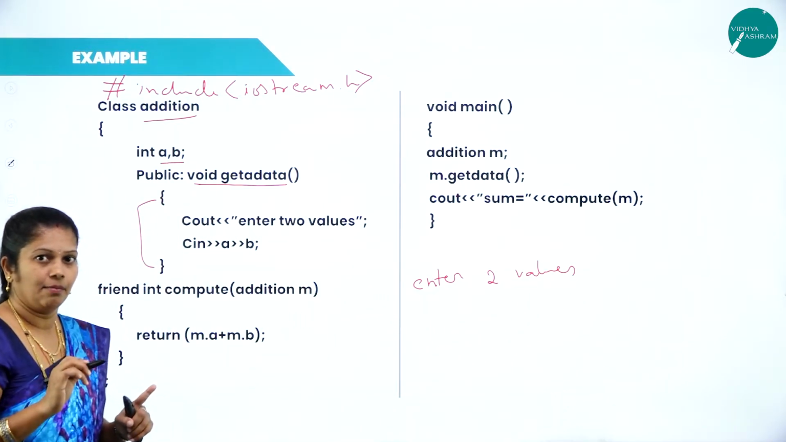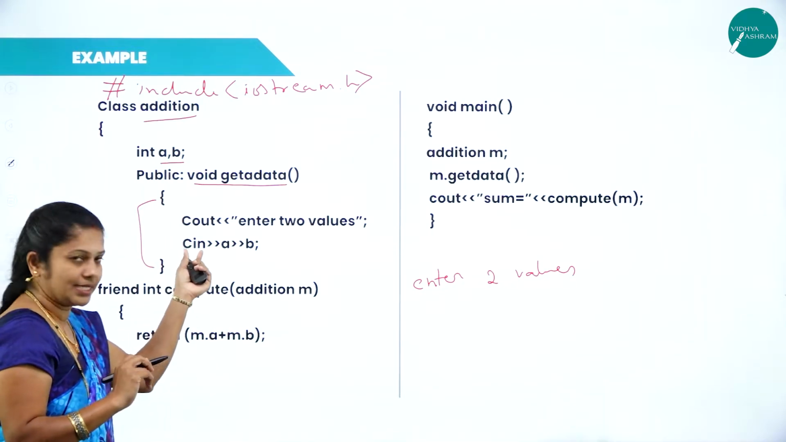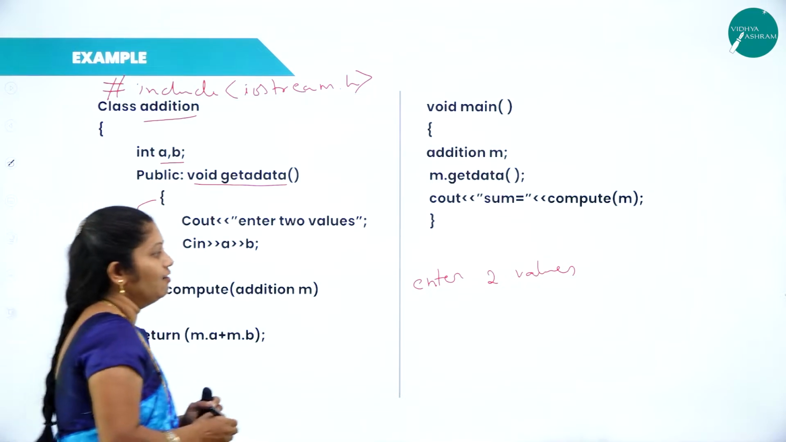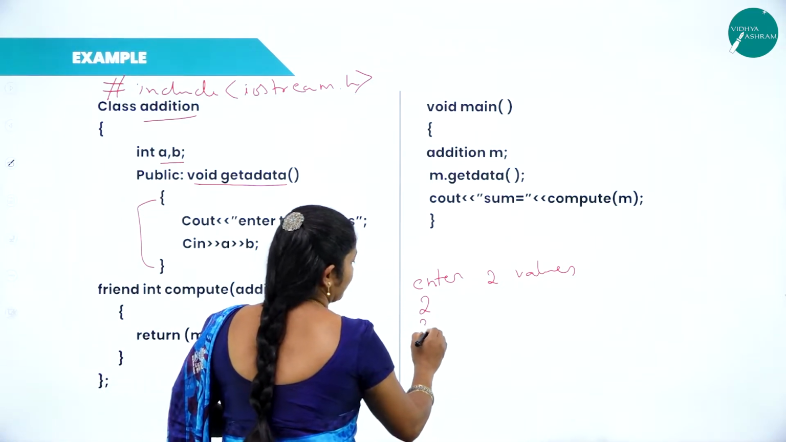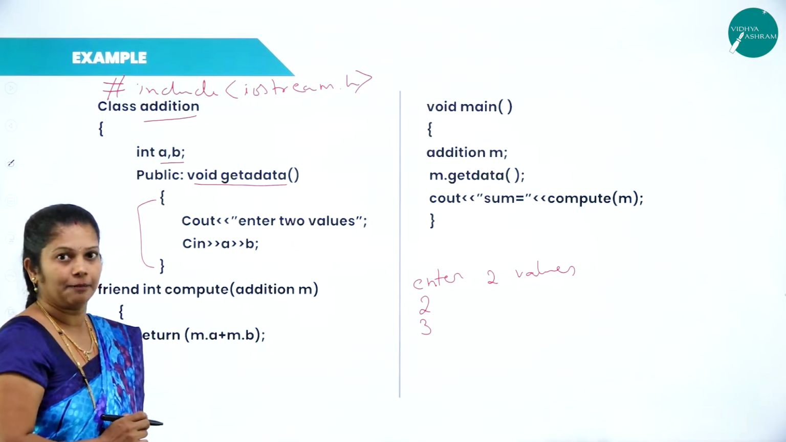Because it is written inside the double quotes, whatever is written there will be displayed as it is. Then see in the input operation, extraction operator A, extraction operator B. For example, here I am going to give 2 as well as 3 as the values. For A, it will take 2 and for B, it will take 3.